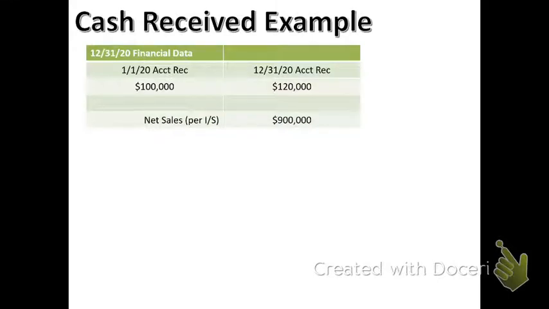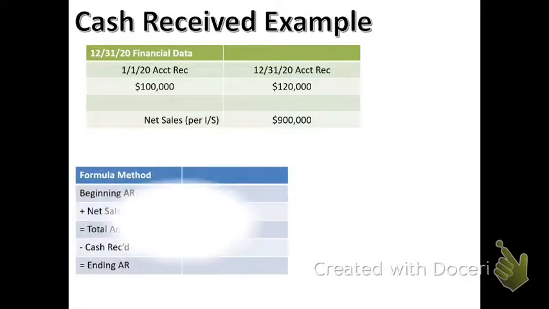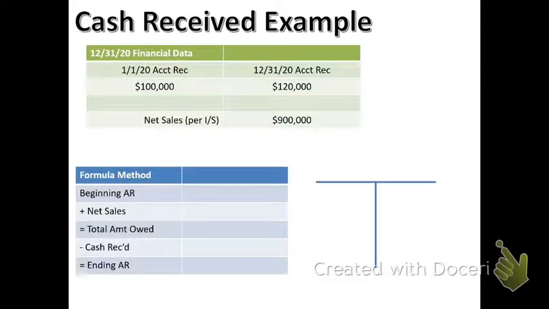So looking at some examples, here's one. We'll say we've got the 2020 financial data here. You can see at 1/1/20 we started with accounts receivable of $100,000. 12/31/20 we ended with accounts receivable of $120,000. And then our net sales for the period were $900,000. So I'll start out with the formula method. You can use formula or T account, whichever method works for you. In fact, I'll even put a T up here on the board as well. So let's go ahead and knock out the formula method first.